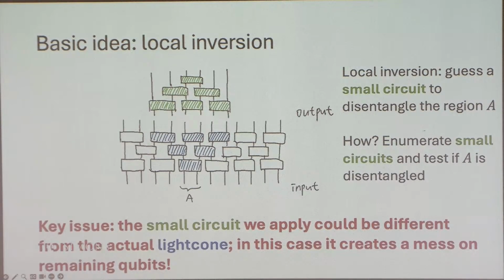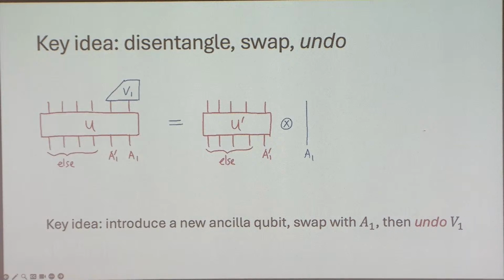So next, I will just present the key idea to avoid this issue. Okay, so the key idea is a three-step procedure, which we call disentangle, swap, and undo. And I will just show you how it works. Our starting point is the same picture as what you just saw, except that here it is more abstract. So we have this unknown shallow circuit U in red, and we want to apply a local inversion, which is this small circuit V1. And after we apply it, it disentangles this qubit A1 into a wire, simply the identity operation. But the problem here, of course, is that the remaining circuit U prime could be a lot more complicated.